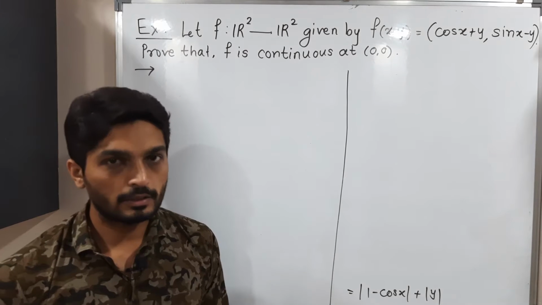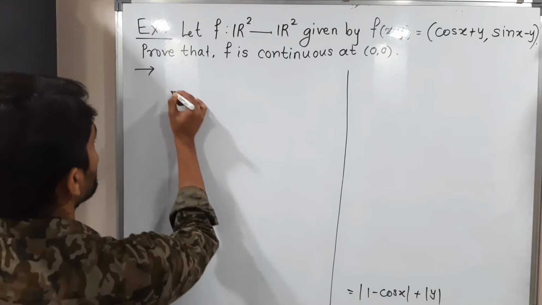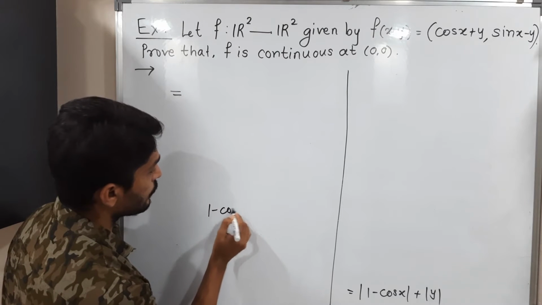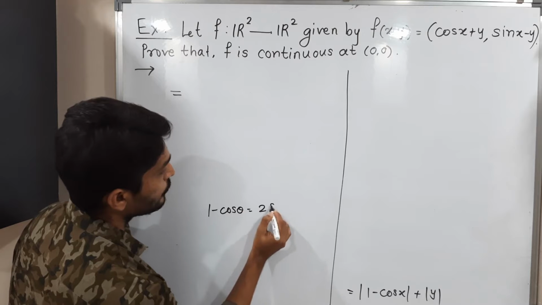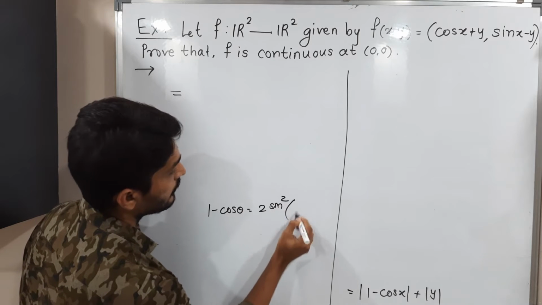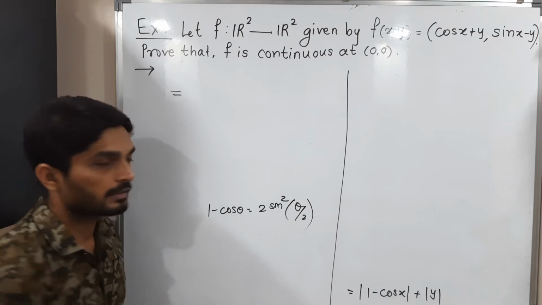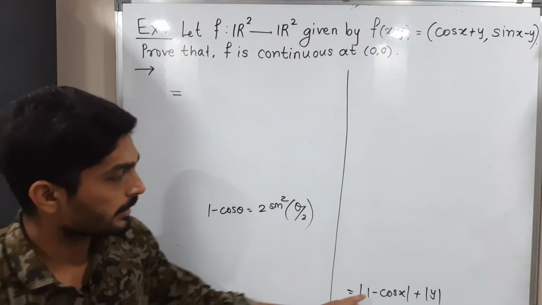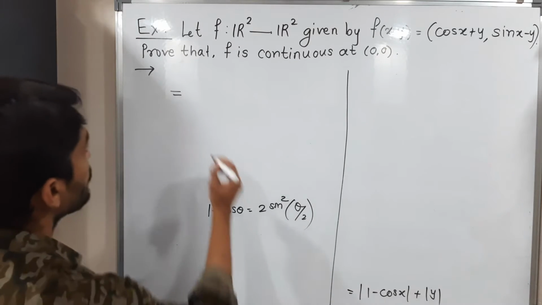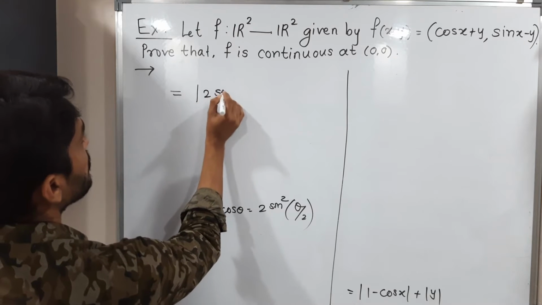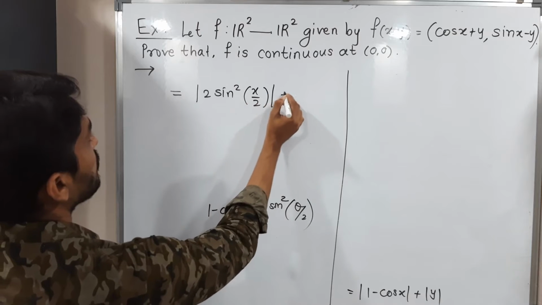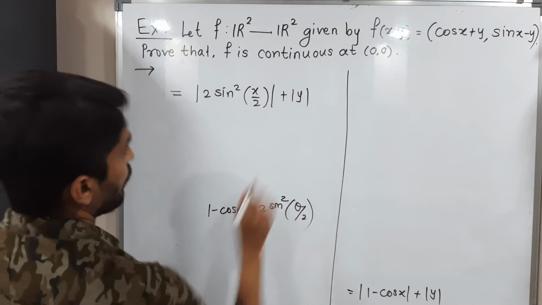Okay, so let us continue. This is equal to, do you know the formula for 1 minus cos theta? It is 2 sine square theta by 2. So we have 1 minus cos theta equal to 2 sine square (theta by 2). I am going to apply this formula here. So this is 2 sine square (x by 2) plus mod y.